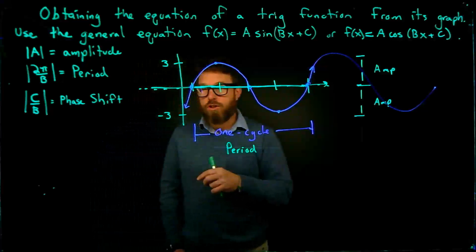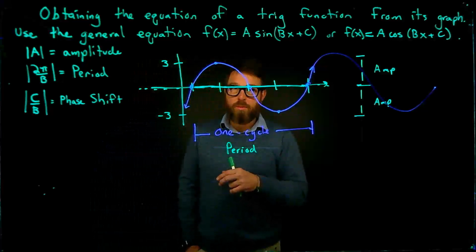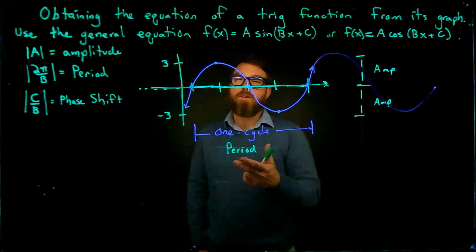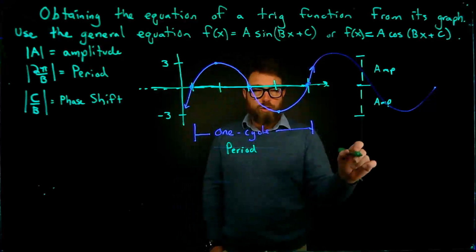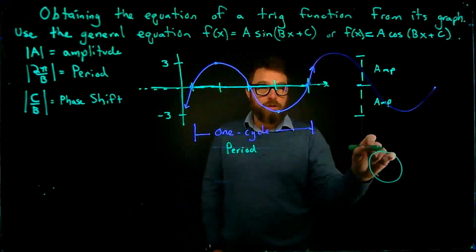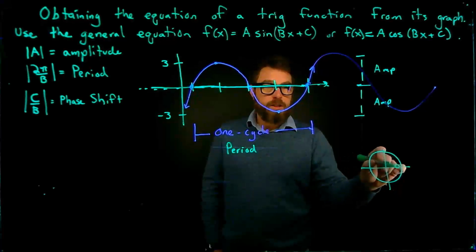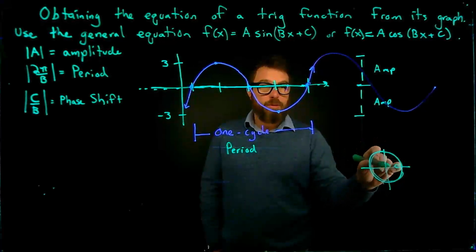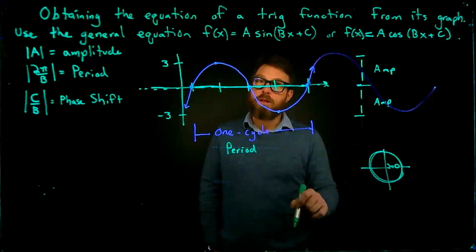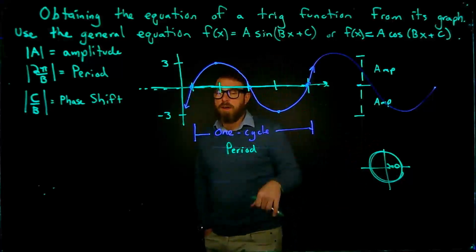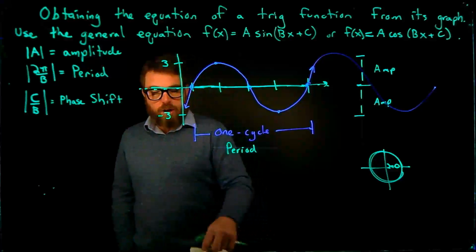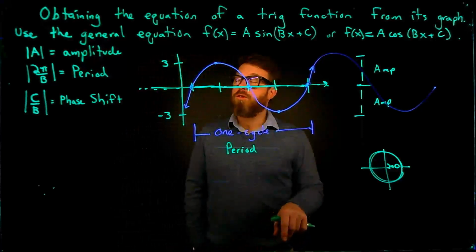Now the reason why it's 2 pi over b is because the normal period of, say, the sine function or the cosine function is 2 pi, because when we look at our unit circle, if this is 0, it's going to repeat itself as it goes around, which is also equal to 2 pi and so on. So they're periodic because their evaluations are connected to the unit circle.